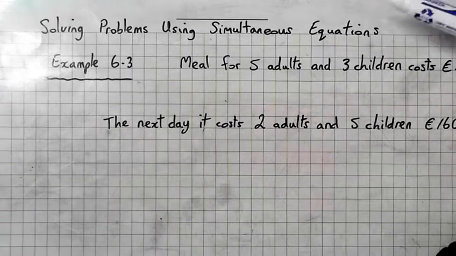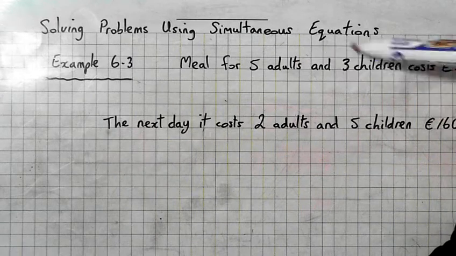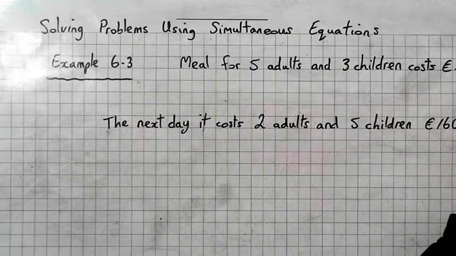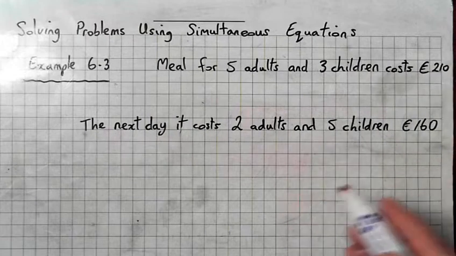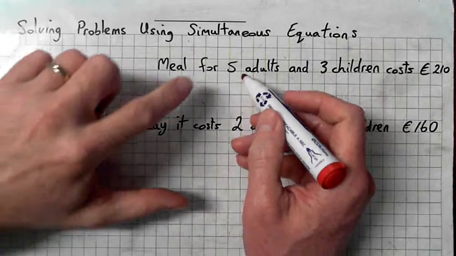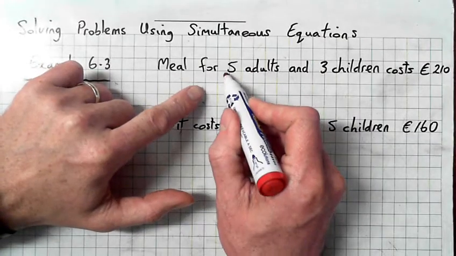Right, solve problems using simultaneous equations. The meal for 5 adults and 3 children costs €210. The next day it costs 2 adults and 5 children €160. So we'll look at the first day and we'll underline the key details.